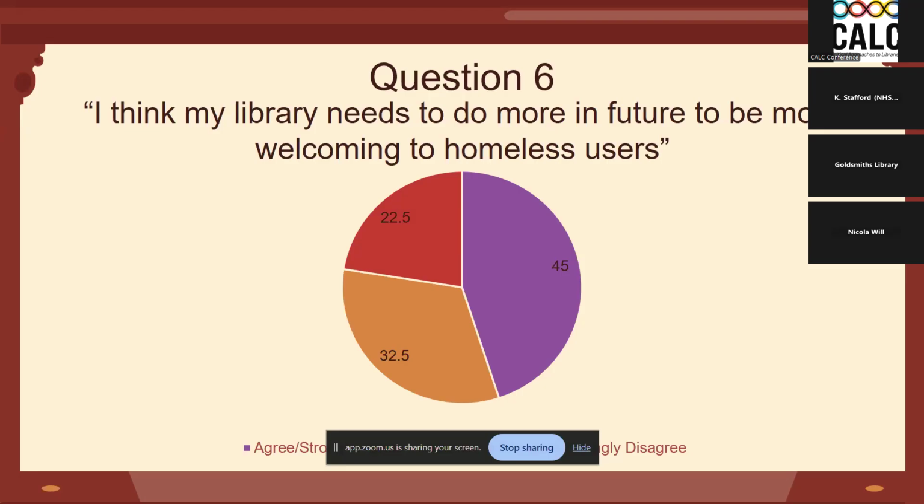This question follows on quite neatly from question 5, but differs in some key respects. So question 5 was asking specifically whether homeless users could access the services. This asked respondents to reflect on whether their library is welcoming enough to homeless users, whether it could be more so. This speaks specifically to staff treatment of homeless users in the library. The results of this question reveal that 45% of respondents either agreed or strongly agreed that the library should do more in future to welcome homeless users.